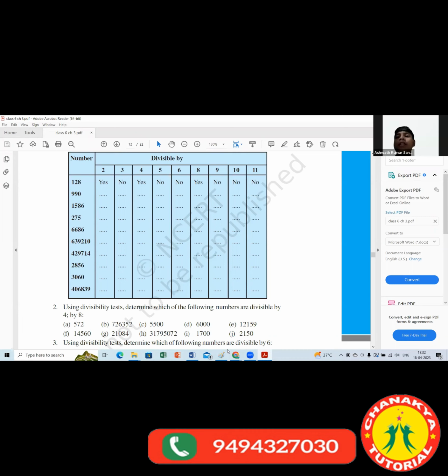The divisibility rule for 2 is that the last digit should be divisible by 2, or else it should be an even number. What is the last digit in your number? 5. Is 5 an even number or an odd number? Odd. So rule 2 is true or false? False. Okay, come on, go with 3.